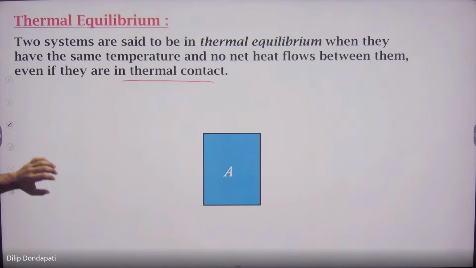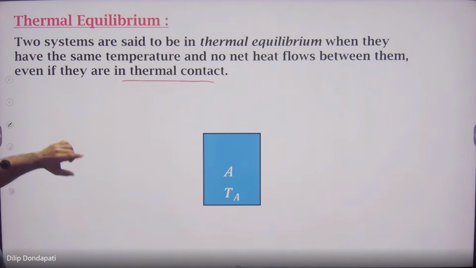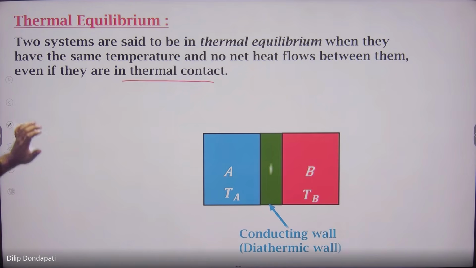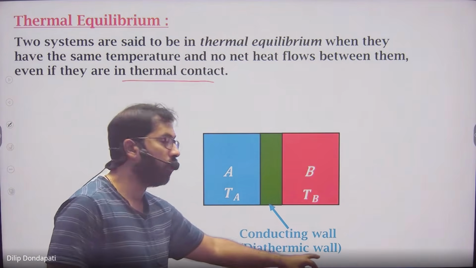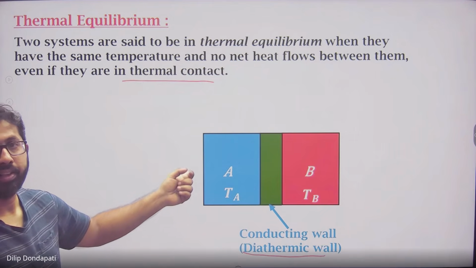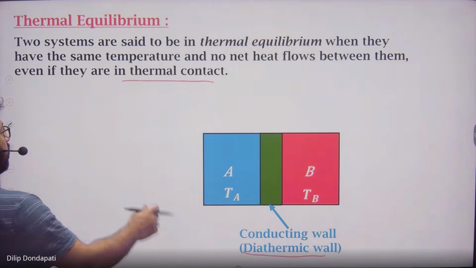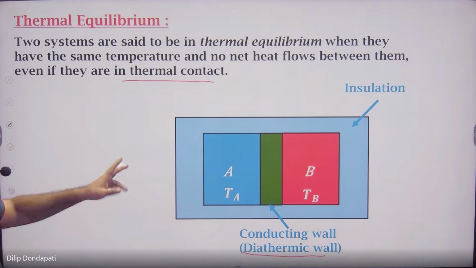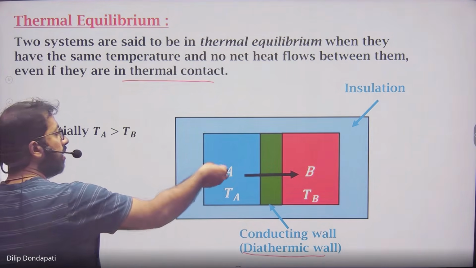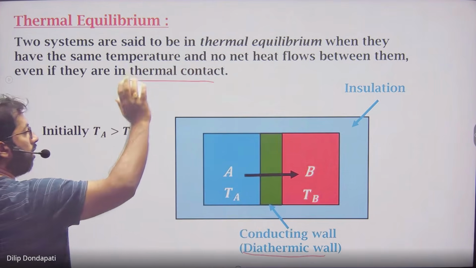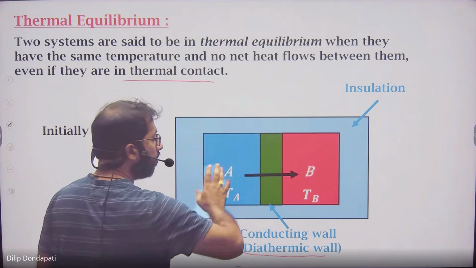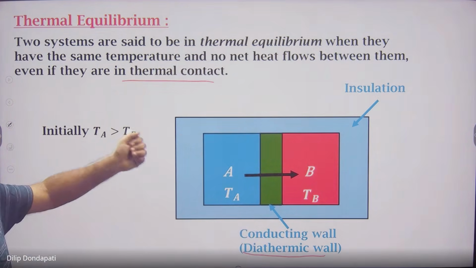Suppose body A is there at temperature TA, and another body is there at temperature TB. In between, I am putting a diathermic wall, or we can call it a conducting wall. Suppose initially TA is greater than TB, and outside we are putting insulation so that heat will not flow away. Initially the heat transfers from one body to the other because this is at high temperature and this is at low temperature.